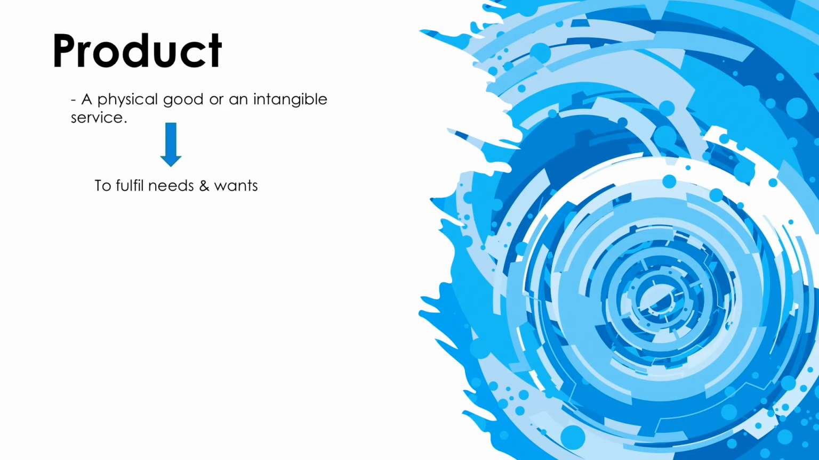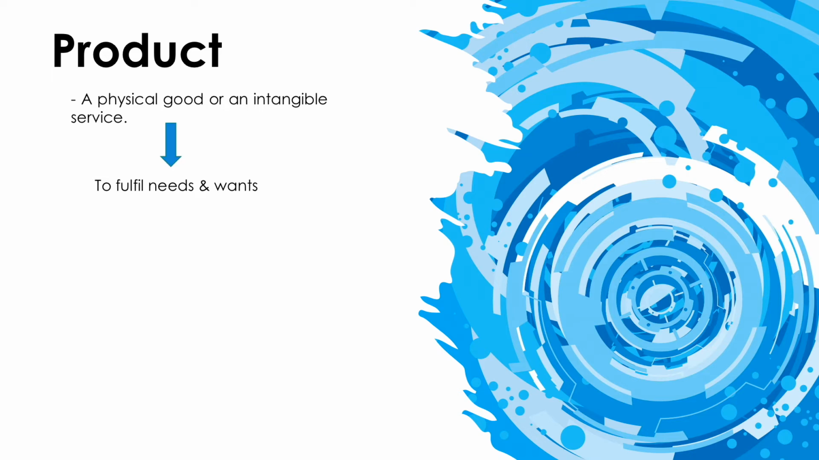And the first element we should discuss is the product. A product can be defined as a physical good or an intangible service. In the eyes of a customer, the product serves only one purpose, which is to fulfill their needs and wants as customers, and to satisfy their desires. What differentiates one product from the other is the collective and relative customer benefits of that product, such as the brand image, the functions, packaging, value for money, and the after-sales care.